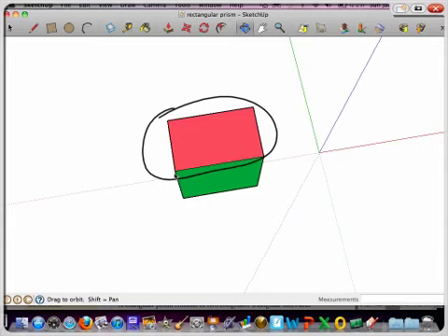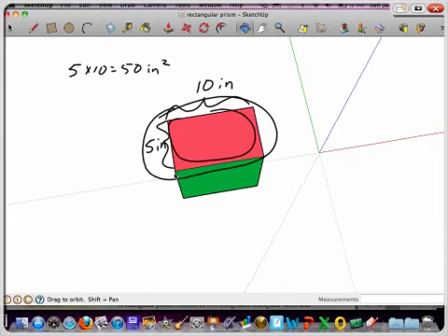Let's say that that was from here to here. Let's say that that was 10 inches, and let's say this was 5 inches. I think most of us can figure out what that would be. It's going to be 5 times 10 or 50 square inches. That's the surface area of this box, the red one right there.